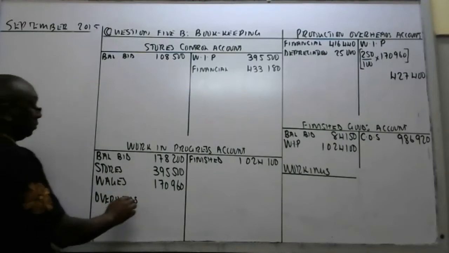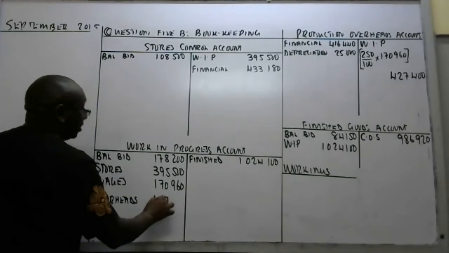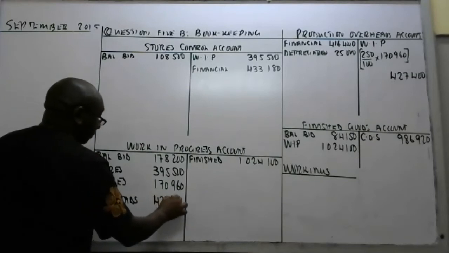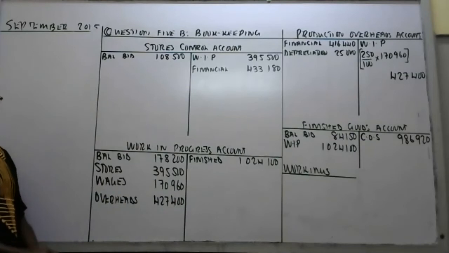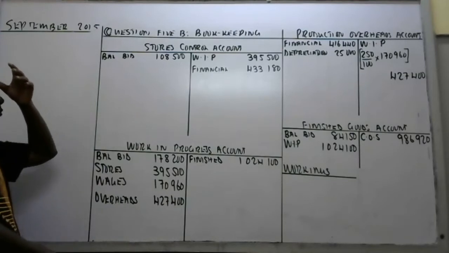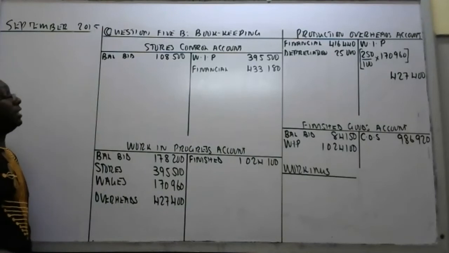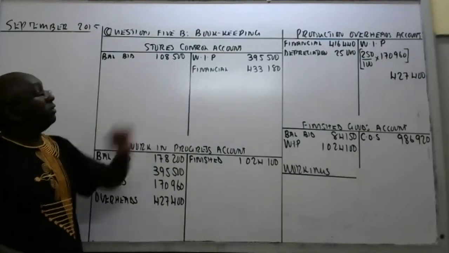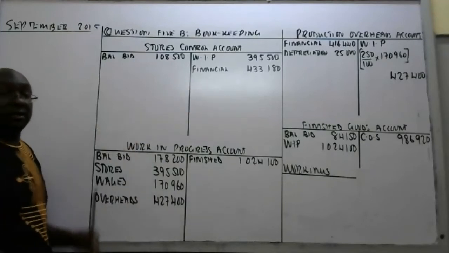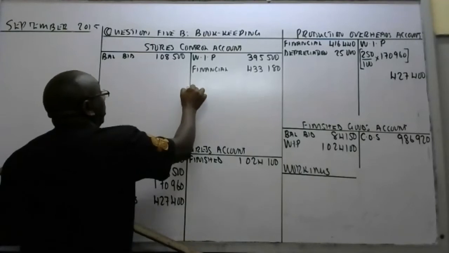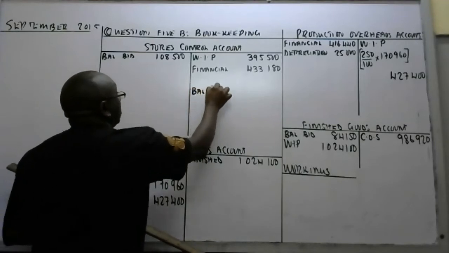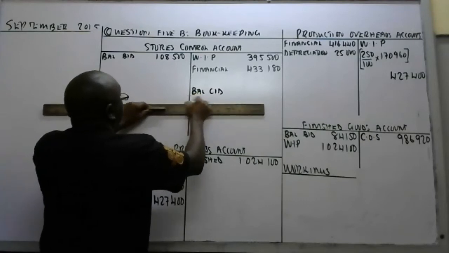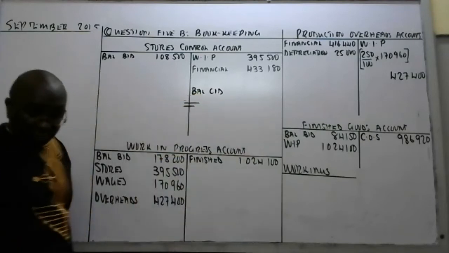Because of overheads, we are supposed to bring 427,400. The other thing we should have had here, but we are not told, is the indirect materials, which should have gone to the overheads. But because it's not there, you just close the account. You say balance carried down.